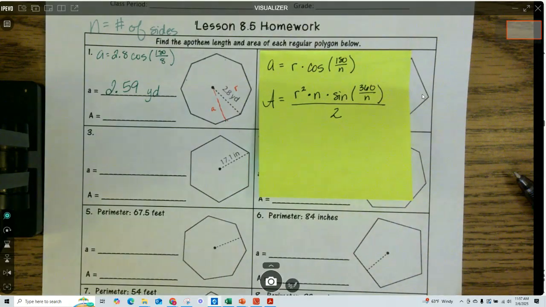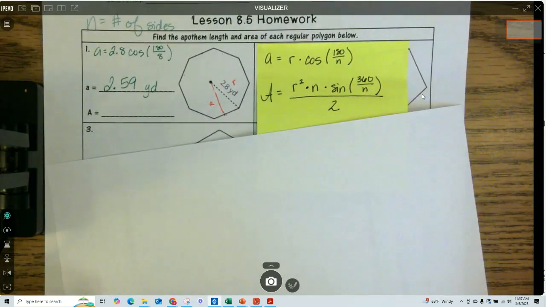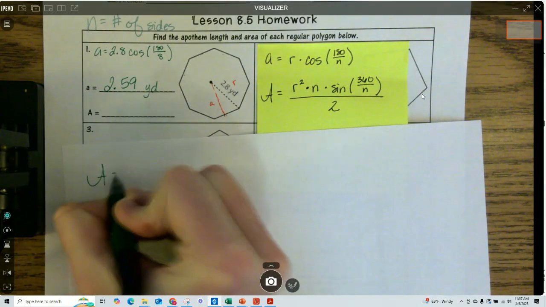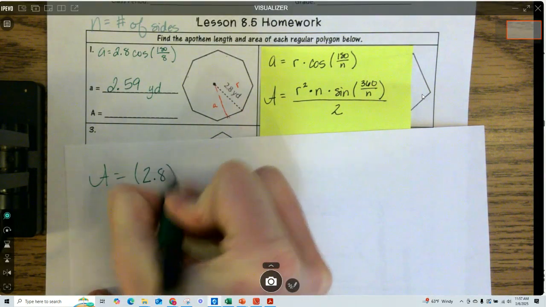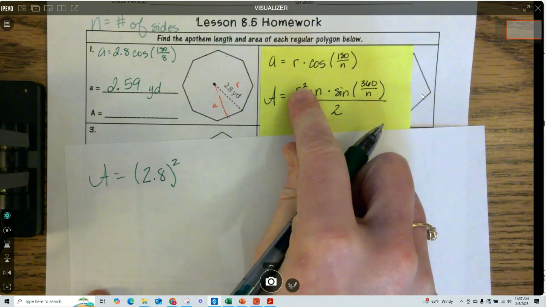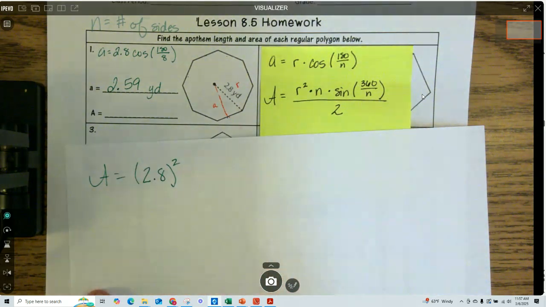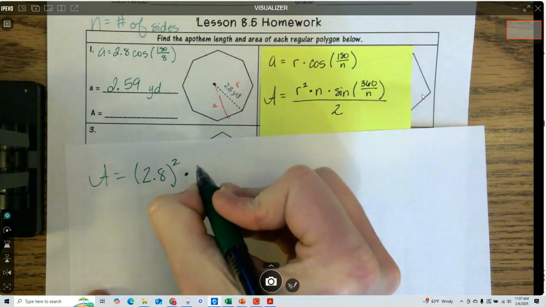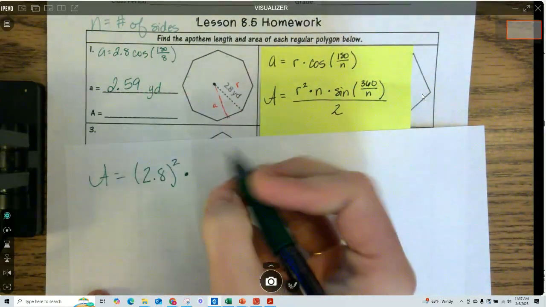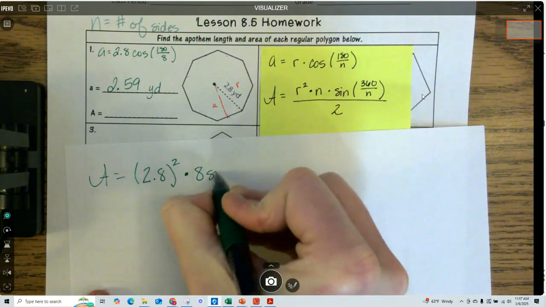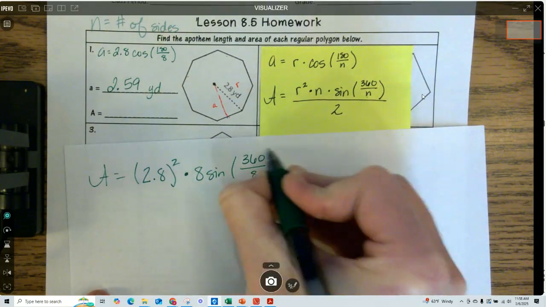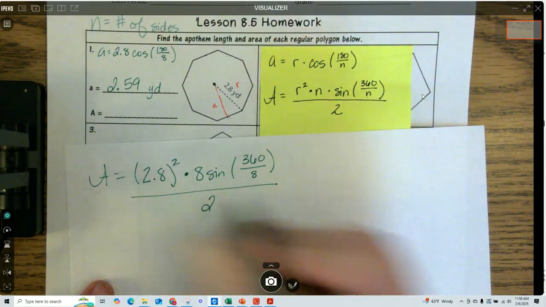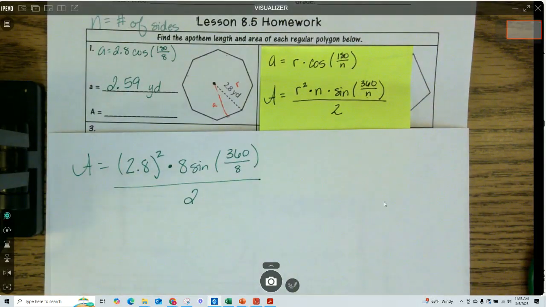All right, so how we would fill this one in. I'm going to do it on another sheet of paper so I can write really big. We're looking for the area. R is the radius, so 2.8, but I'm going to stick it in parentheses because it's squared. I just want to make sure my calculator knows what it's doing. And then times N, the number of sides. We said the number of sides is 8. And then sine of 360 over 8, and then all of that is over 2. And then you can type that in your calculator.